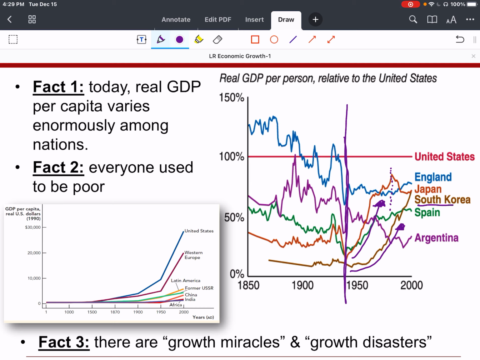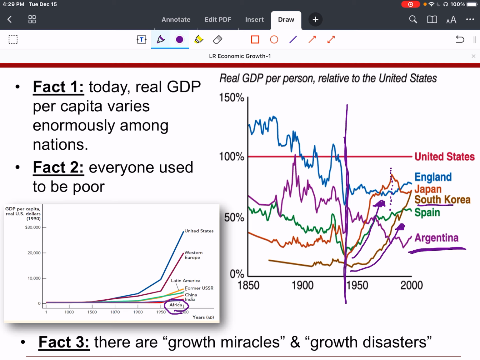And you can see in this littler picture the region of Africa kind of languishing, and the performance of Argentina, particularly since the 1950s and forward.